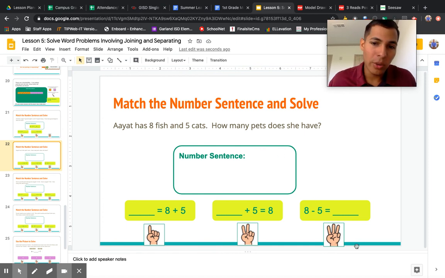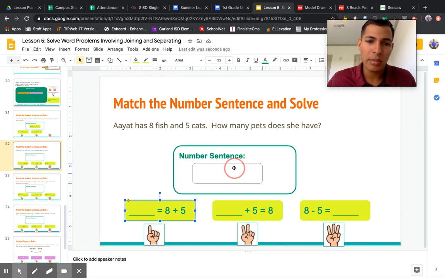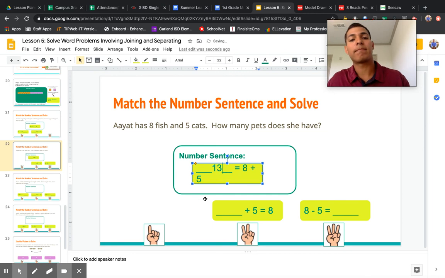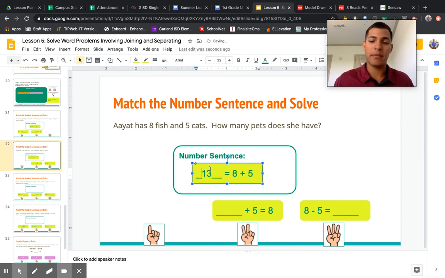Exactly. So we know it can't be this because this looks like it's subtracting right here. So it has to be one of these. Here it's showing 8 is our answer. 8's not our answer, right? 8's part of our problem. Because if we're adding 8 and 5, it can't be 8. So we know we have to drag this number sentence up here. Now 8 plus 5 is what, class? 13, right? Here we go.